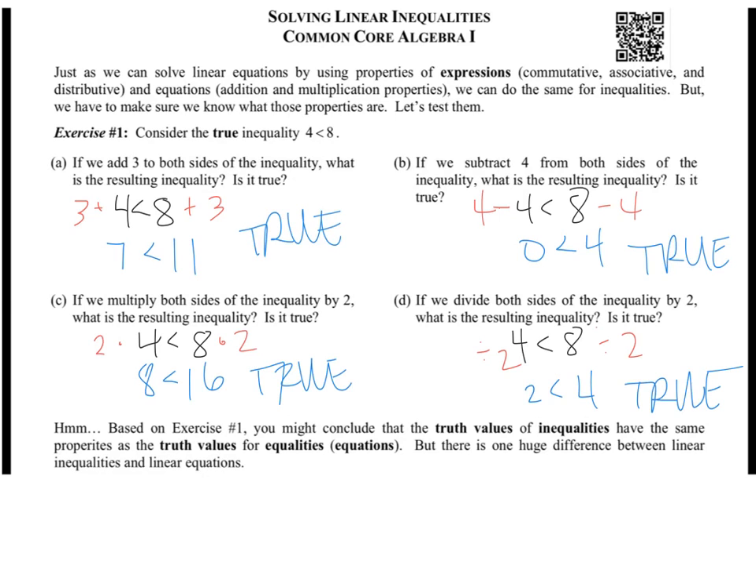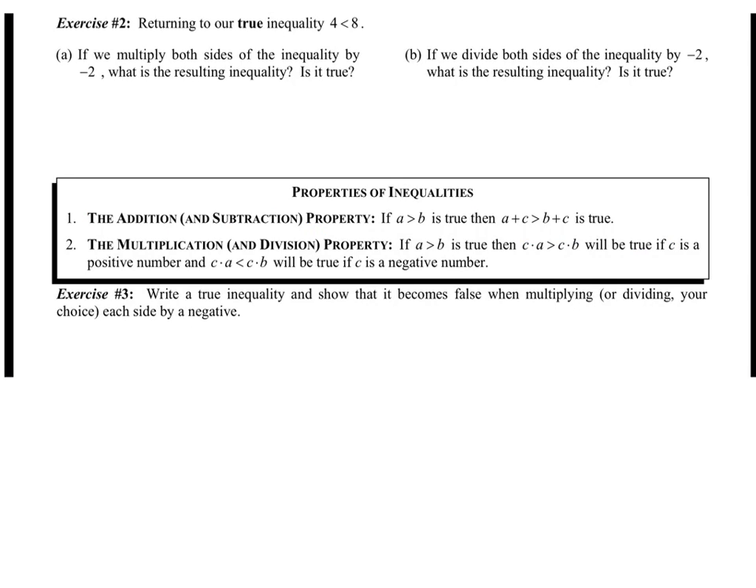Based on exercise 1, you might conclude that the truth values of inequalities have the same properties as the truth values for equalities, so equations. But there is one huge difference between linear inequalities and linear equations. So we're returning to our true inequality that 4 is less than 8. And if we multiply both sides by -2, what is the resulting inequality?